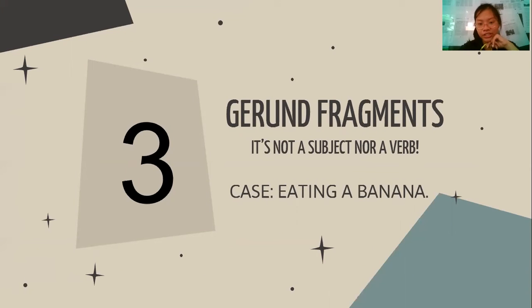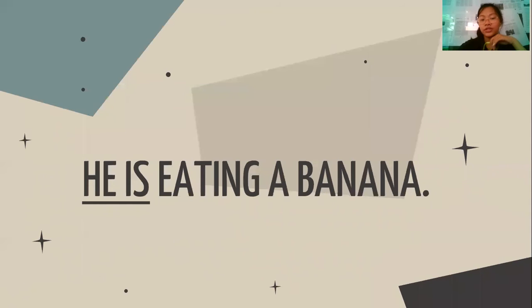The third type is a gerund. What is a gerund? A gerund is a word with the suffix ing. Eating, swimming, reading, or name it. What's wrong with the gerund? It's not a subject nor a verb. And you can use the word at the beginning of the sentence without a subject or a verb. How do you fix this? You can simply add a subject, just like the previous one, the missing subject. He is eating a banana. That's correct.